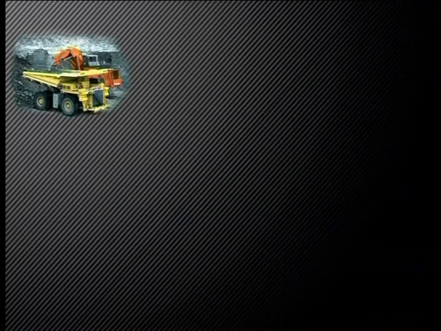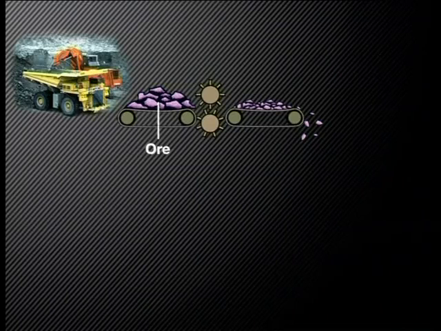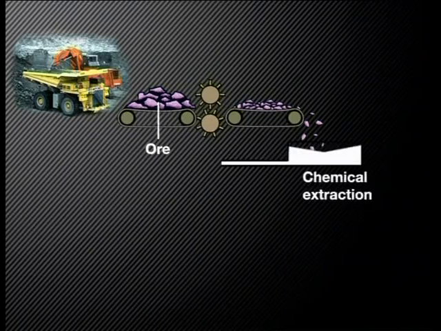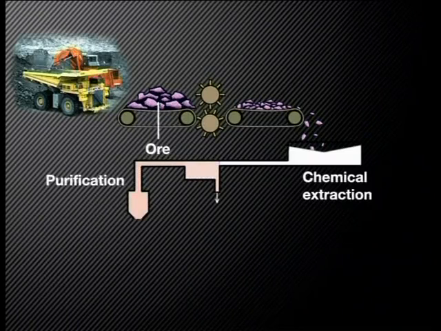For the rest of this lesson, we will look at some of the chemical reactions that take place during the process of extracting iron from iron ore. Let's start by looking at a basic diagram of how this process works. The key steps in the process are: number 1, the ore is dug out of the ground and brought to the surface. Number 2, the ore is crushed into very small particles. Number 3, the ore undergoes special chemical reactions to extract the metal elements. Number 4, the extracted metals are purified.